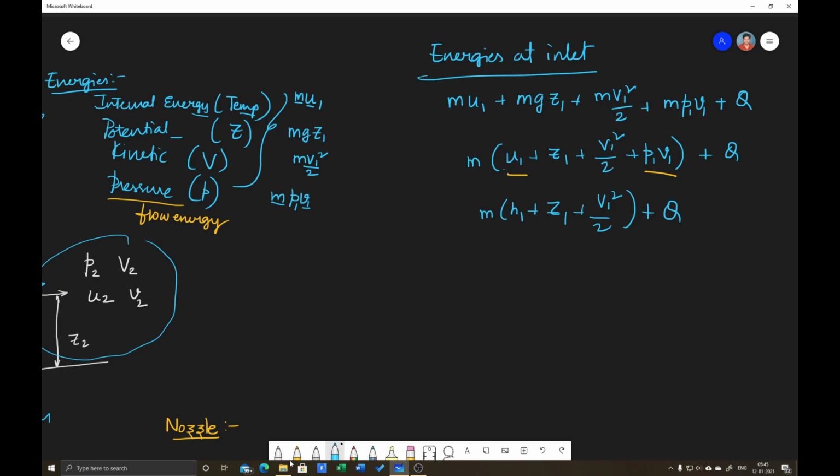Okay, so these are the energies at the inlet. Similarly, if you write for energies at outlet, you will get an expression similar to this. So that will be m into h2 plus z2 plus v2 square by 2. So the energy which is coming out of the system is work energy. So we will write W.